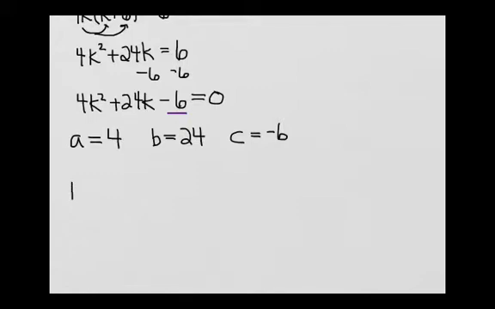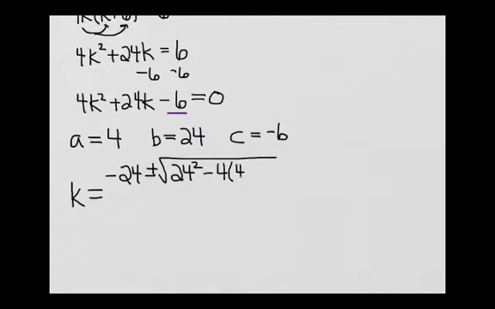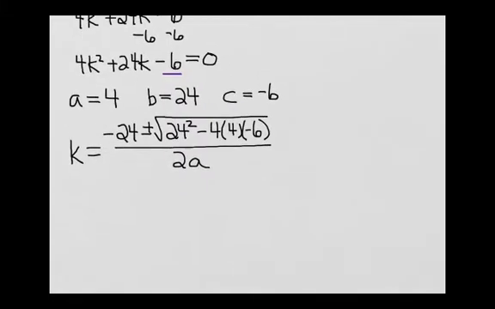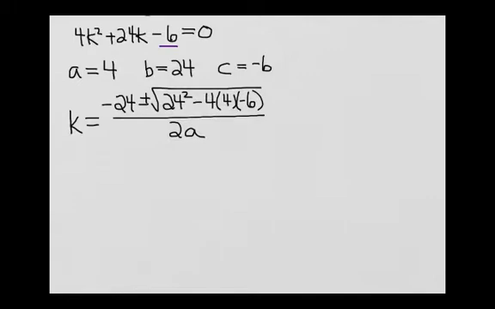So then our solutions for k are going to be equal to negative b, which is negative 24, plus or minus the square root of 24 squared minus 4 times a, which is 4, times c, which is negative 6, and all of this is going to be divided by 2a. So now our job is to simplify.